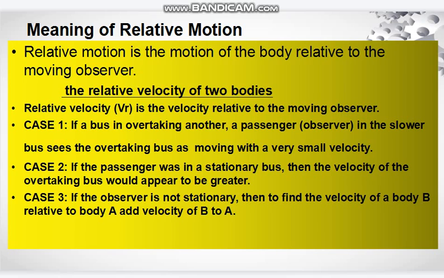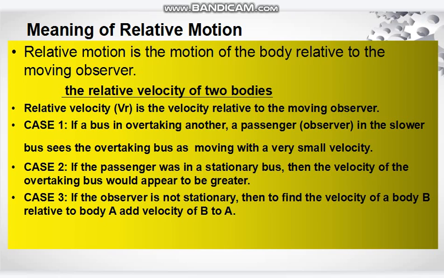Now, in this case, you see that there is a difference compared to the first case. In the first case, both of the two buses were moving, but the one being overtaken had a lower velocity. But in the second case, the passenger, who is the observer, is in the stationary bus. Now the velocity of the bus that is passing will appear greater than if that bus was also moving at a certain velocity. So that's the second case.